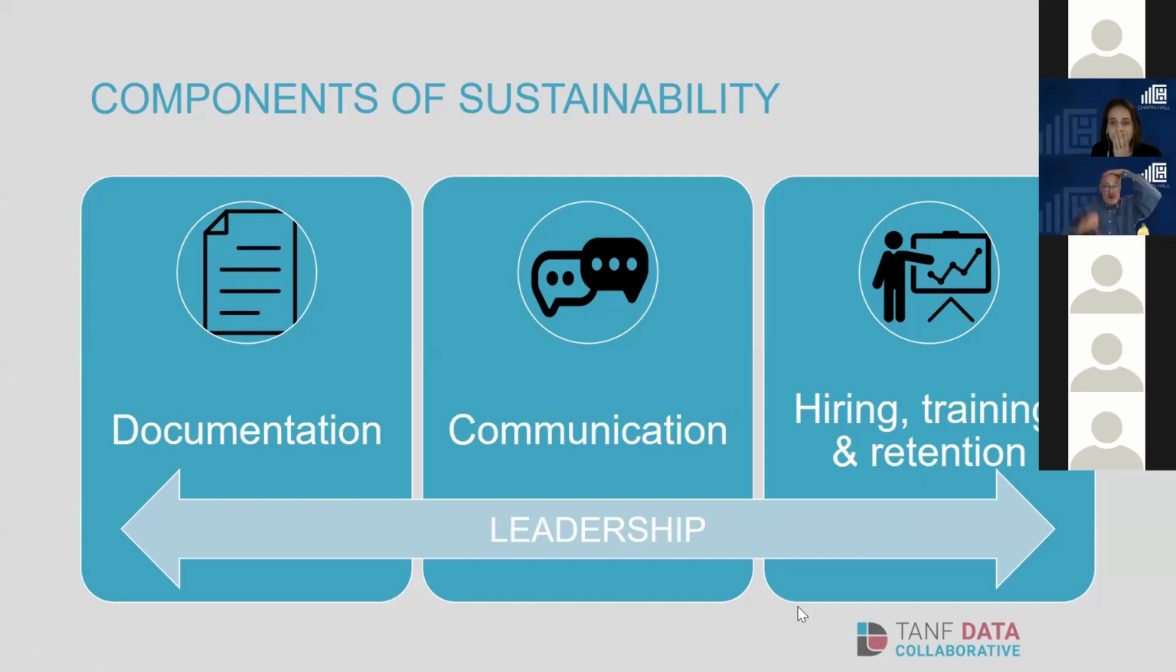So these are the components of sustainability that we wanted to discuss today. Documentation, we feel, is critical to remembering, maintaining, having information, and being clear about what was done. Communication, internally and externally, is a way of not only expressing what was done, but creating a record of what was done.